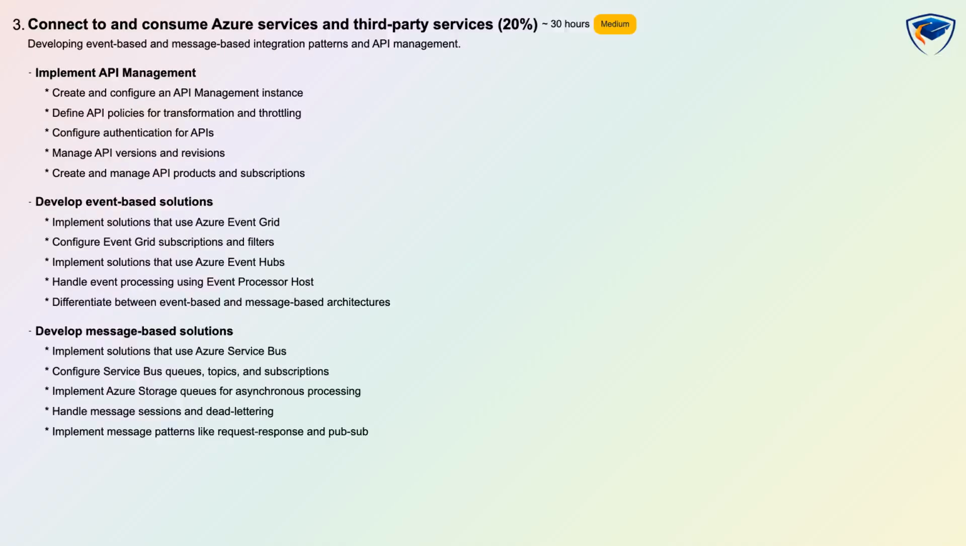The second domain, implement Azure Security, accounts for 20% of the exam and focuses on managing identities, authentication, and secure access to cloud resources and secrets. You'll learn to implement user authentication and authorization, authenticate users by using Microsoft Entra ID, implement shared access signatures, SAS, for storage access, and configure application registration and permissions.